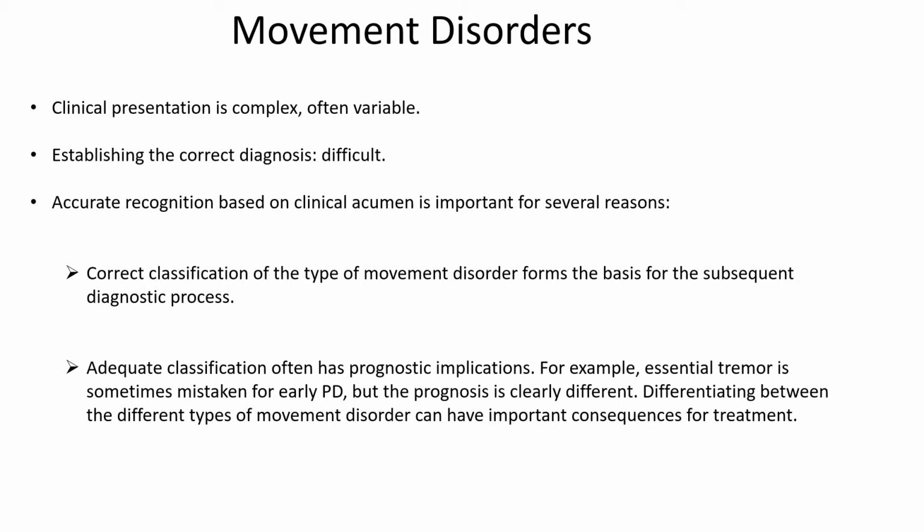Also, adequate classification often has prognostic implications. For example, essential tremor sometimes is mistaken for early Parkinson's disease, but the prognosis is clearly different. Therefore, differentiating between the different types of movement disorders can have important consequences for the treatment.